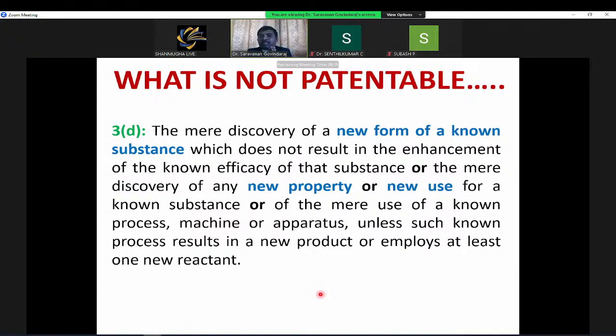And when you are discovering something which was already a known substance, but in a new form. So for example, chloroquine is there.